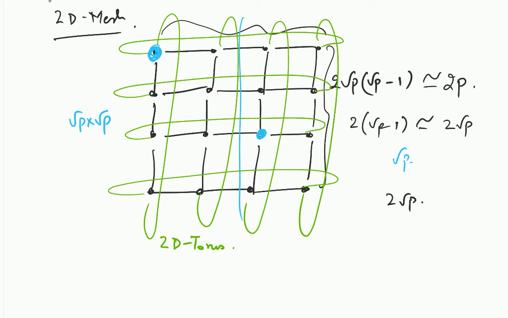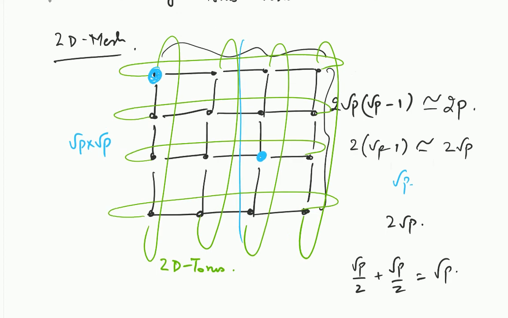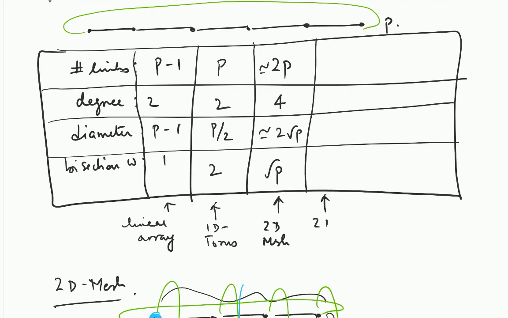Yeah, okay, depends whether you start your indexing from 0 or 1, but yeah, this is the node, right? So now you need to go root p by 2 links down and then root p by 2 links to the right, right? So this is root p. So this is for 2D torus. Number of links is still about 2p, degree is still 4, the diameter is now root p, yeah?